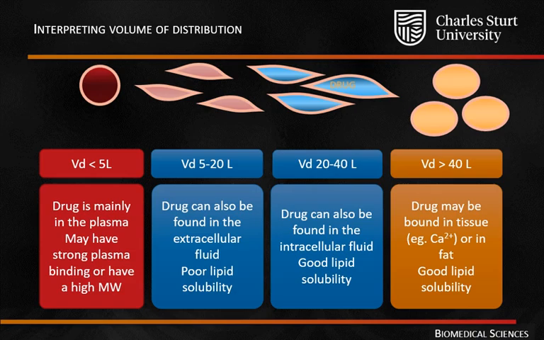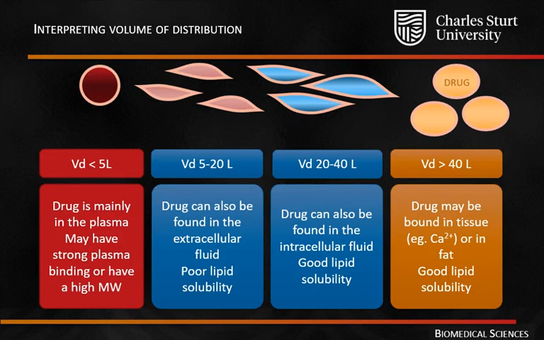And then when we start to look at volumes of distribution greater than 40 liters, what we're going to see now is the drug is starting to distribute into other compartments and maybe have a higher affinity for those compartments. So if the drug's very lipophilic, it might go into the fat or the adipose tissue, or if it's like a bisphosphonate that's used for osteoporosis, then it might have really strong affinity for calcium in the bones.